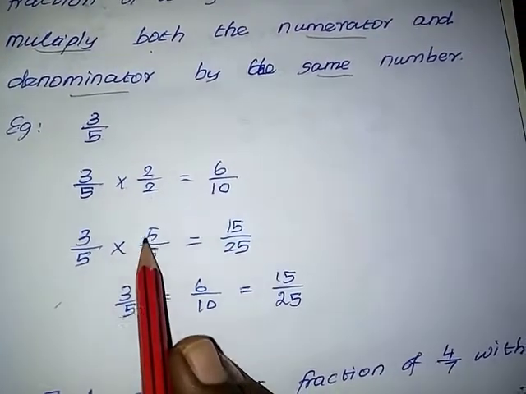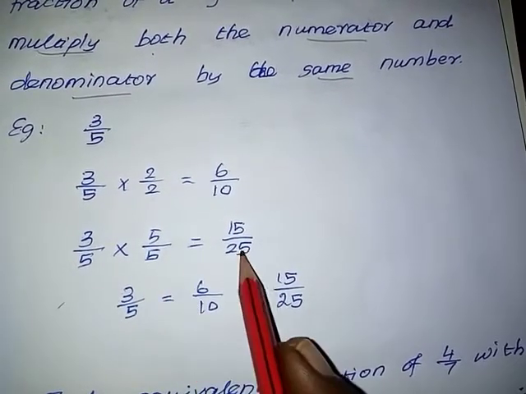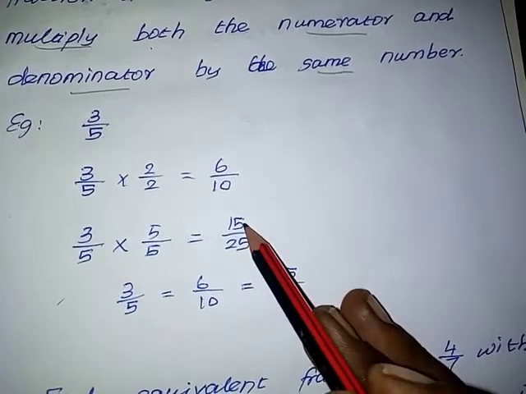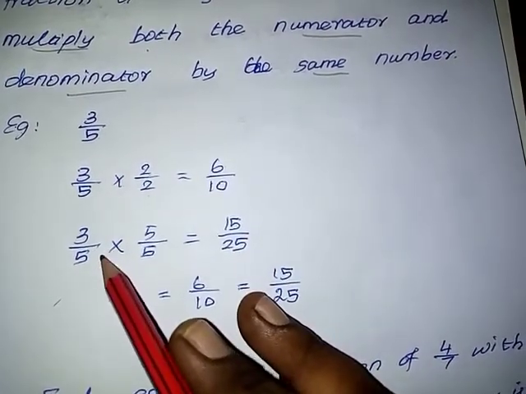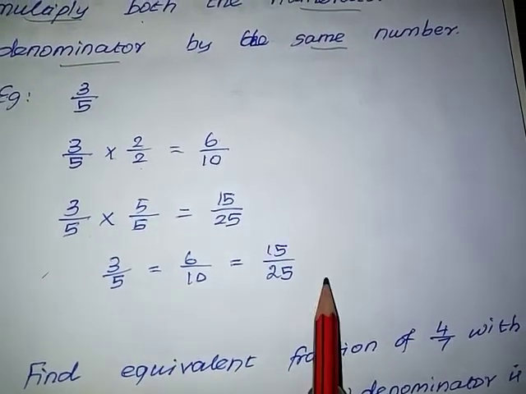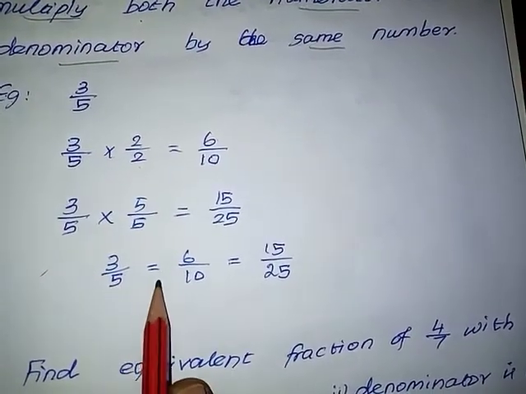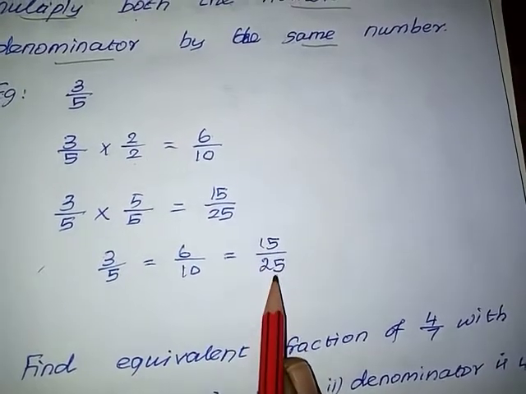Multiply by 5. So 3 into 5, 15. 5 into 5 equal to 25. So 15 by 25 is also one of the equivalent fractions of 3 by 5. So the two equivalent fractions of the given fraction are: 3 by 5 equal to 6 by 10 equal to 15 by 25.